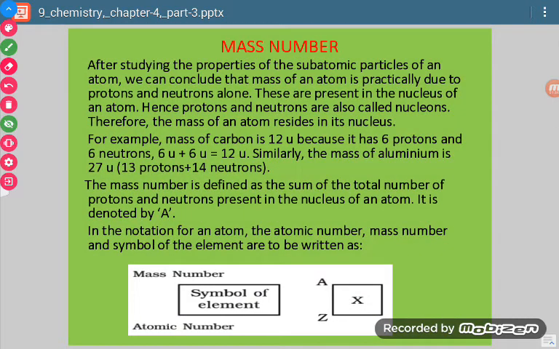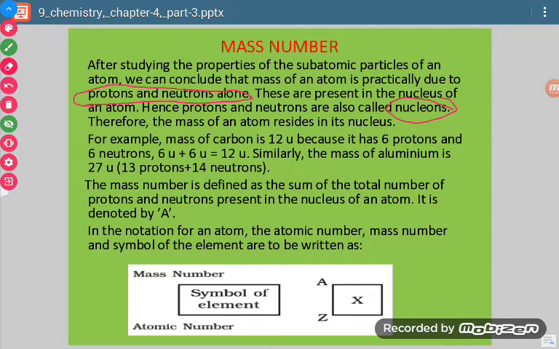Now let us go to mass number. Now see, after studying the properties of the subatomic particles of an atom, we can conclude that the mass of an atom is practically due to protons and neutrons. We discussed that the total mass of an atom is because of the mass of proton and neutron, and they are called nucleons. These are present in the nucleus of an atom. Okay, this is what we discussed earlier.